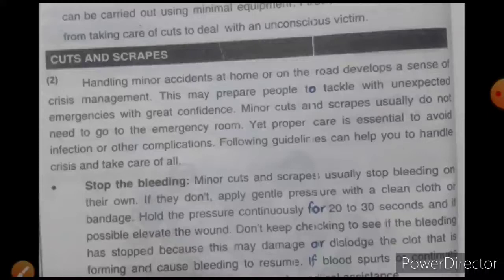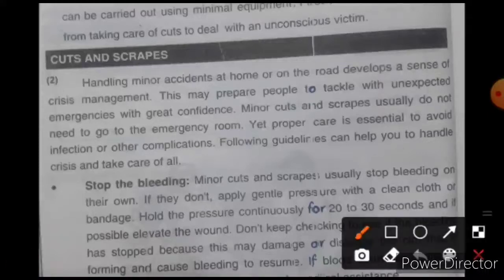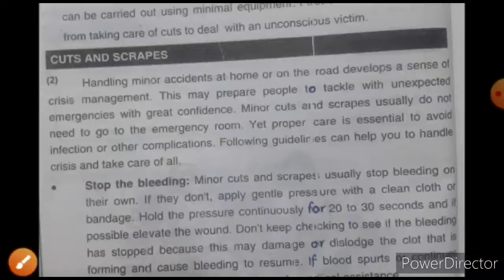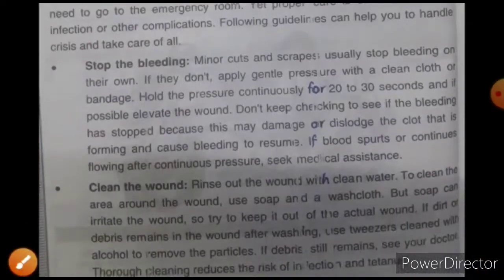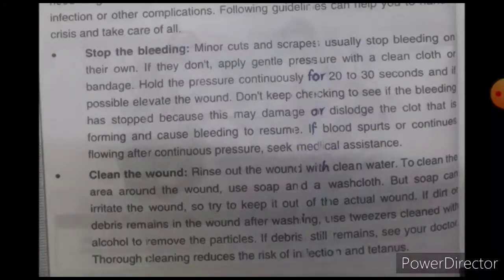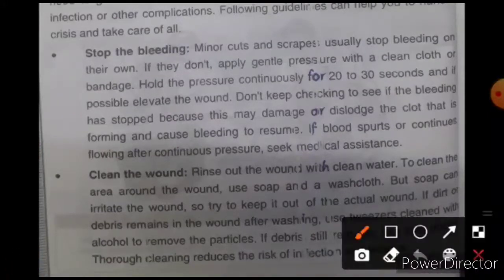So there are certain things that they are telling us, and they are telling us how you can manage this at home. So the first one that we have is stopping the bleeding. Now over here we have stopping the bleeding as the first point. And how are you supposed to stop the bleeding? You're supposed to apply gentle pressure.